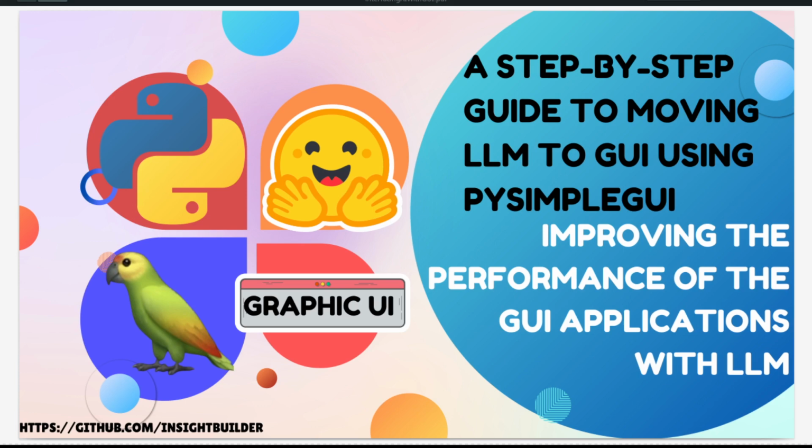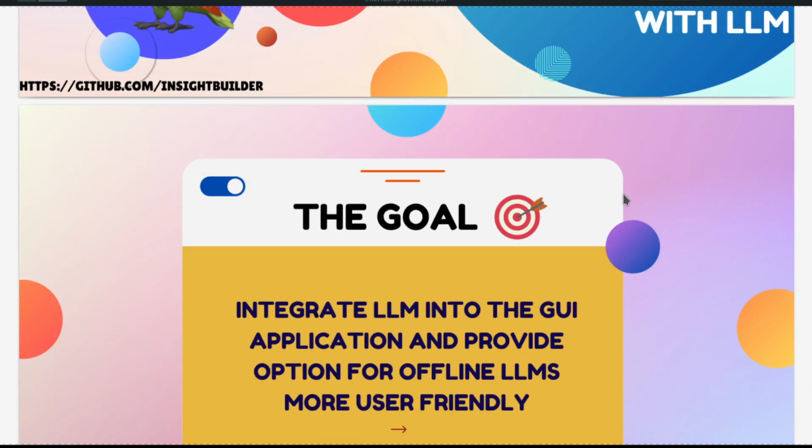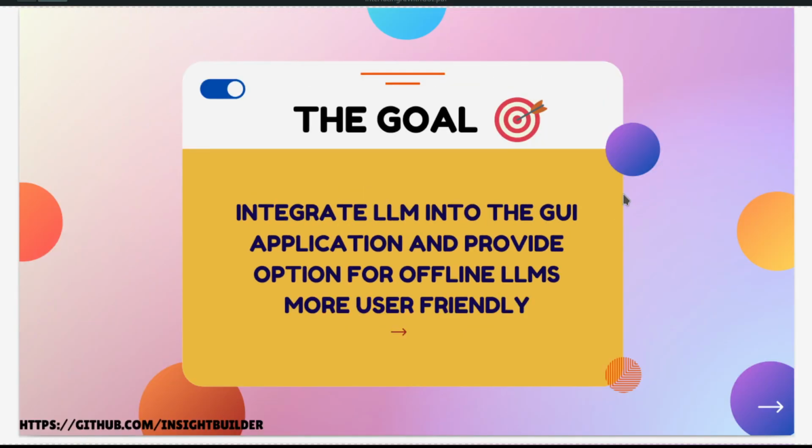A step-by-step guide to move large language models to a GUI using PySimpleGUI, improving the performance of the GUI application using LLM. The goal: to integrate large language models like OpenAI's ChatGPT or Google's Bard, or whichever large language model you're talking about, with the GUI application and provide the option for offline LLMs also. So this is an overarching goal. We will start with the first step of integrating the LLMs in this particular discussion.